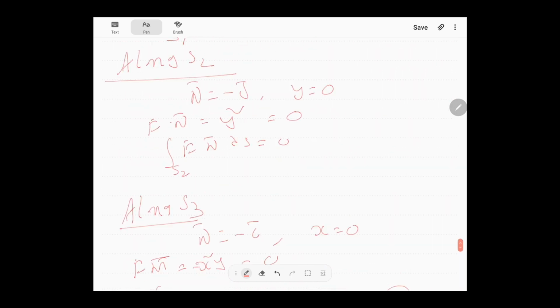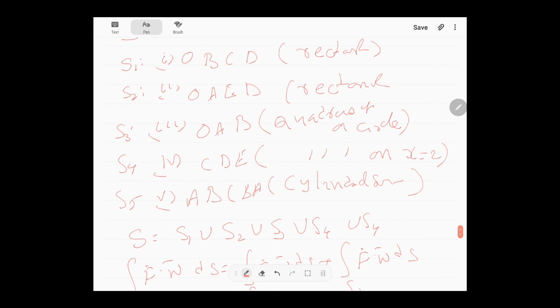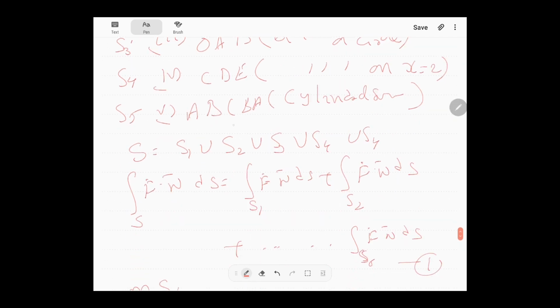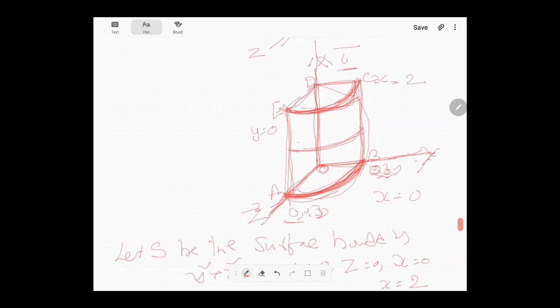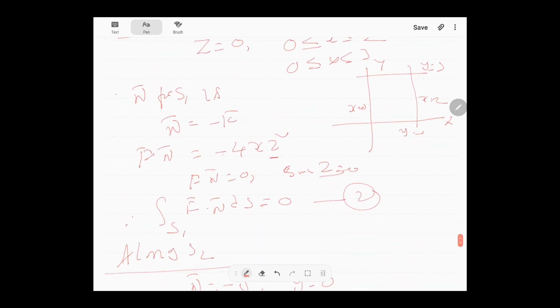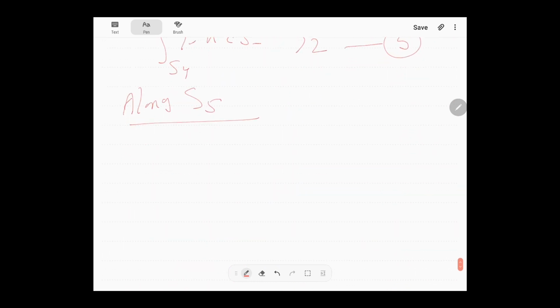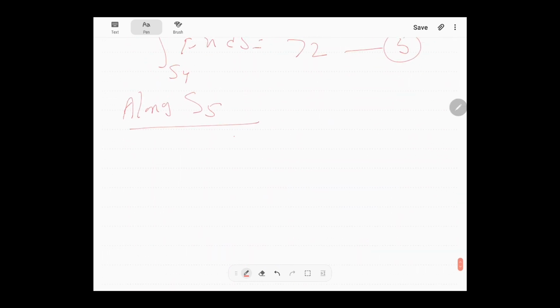What is your S5? Coming back to S5, I have written here. S5 is the cylindrical surface ABCBA. What is the equation of this surface? This surface is y square plus z square equal to 9, a cylinder. What is the normal vector for that? Along S5, y square plus z square is equal to 9. What is your n bar?